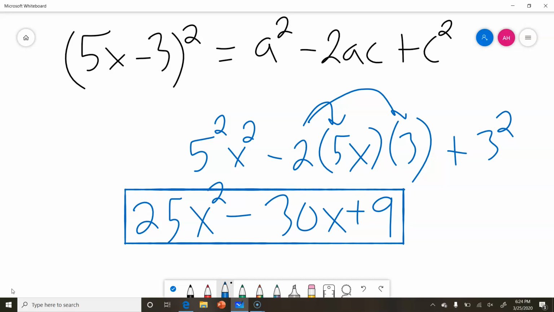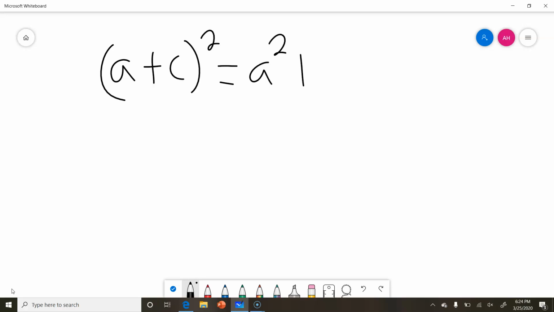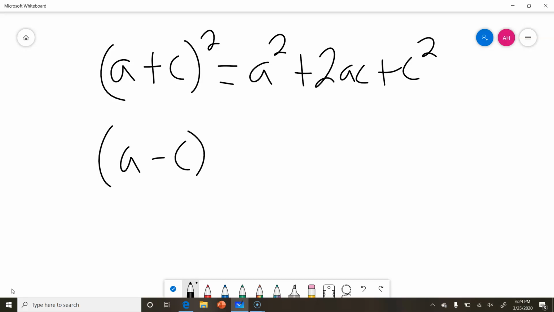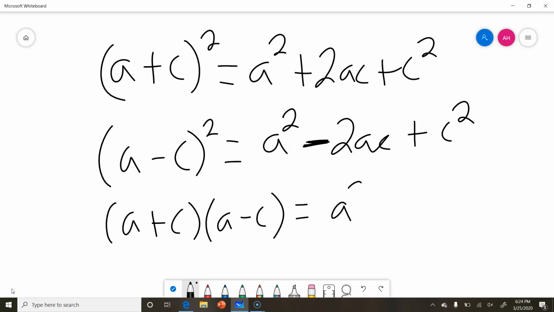Okay, so again, if you need the formulas, I'm going to write those up here. Leave those. So when it's a plus c squared, the formula is a squared plus 2ac plus c squared. When it's a minus c squared, it's simply the same thing, only difference is that minus sign right there: a squared minus 2ac plus c squared. And then lastly, if it's a plus c times a minus c, that's the easiest of all, and we get a squared minus c squared. So if you need to pause it on this screen and write it down, feel free to do so.